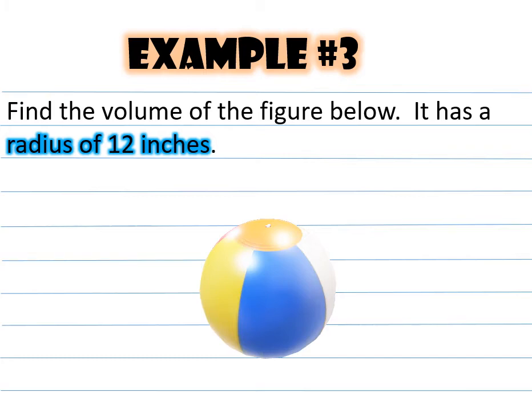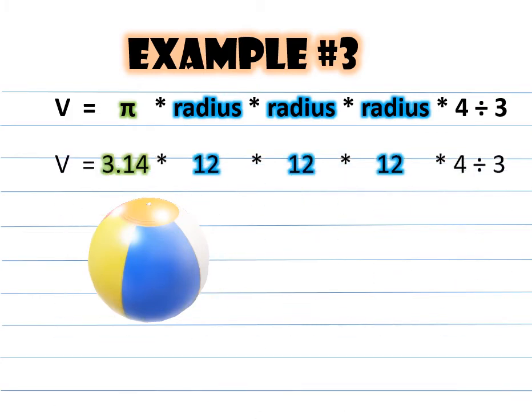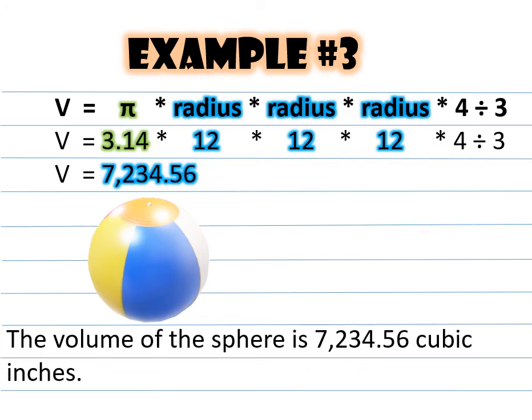Find the volume of the figure below. It has a radius of 12 inches. So we're going to write down our formula. V equals pi times radius times radius times radius times 4 and divided by 3. For pi, we're going to put 3.14. The radius is 12 according to the story. We're going to multiply that by 4 and divide it by 3. We come up with an answer of 7,234.56 cubic inches.